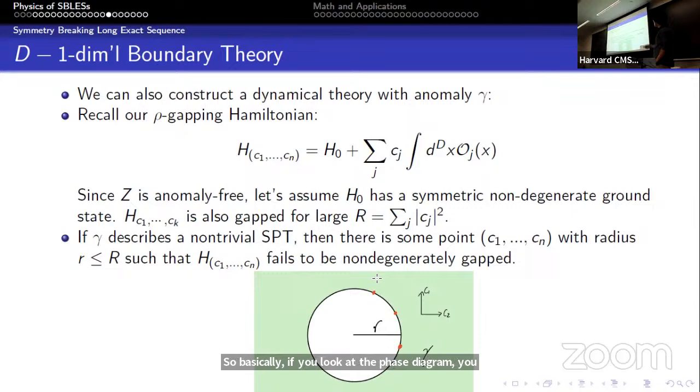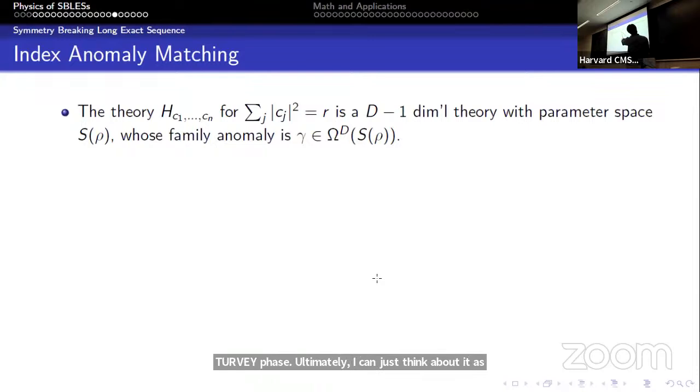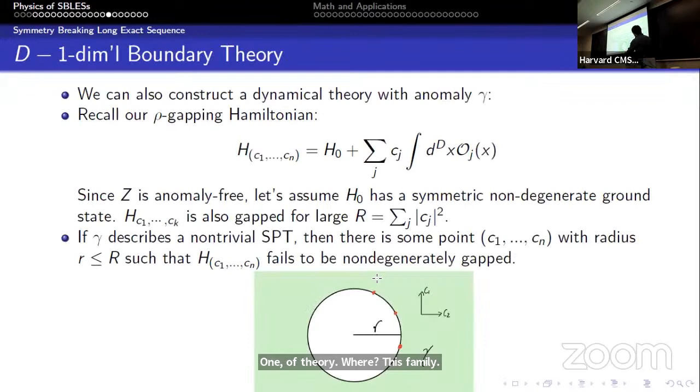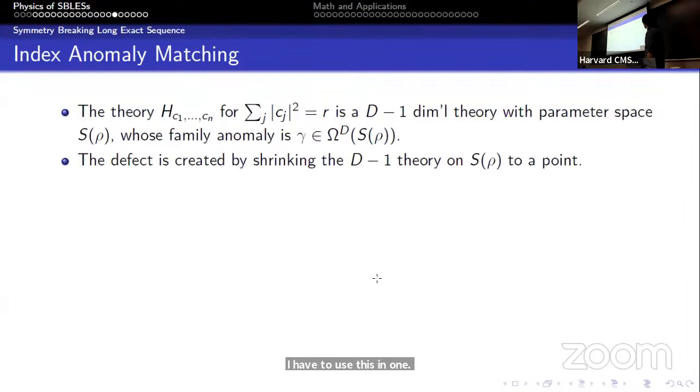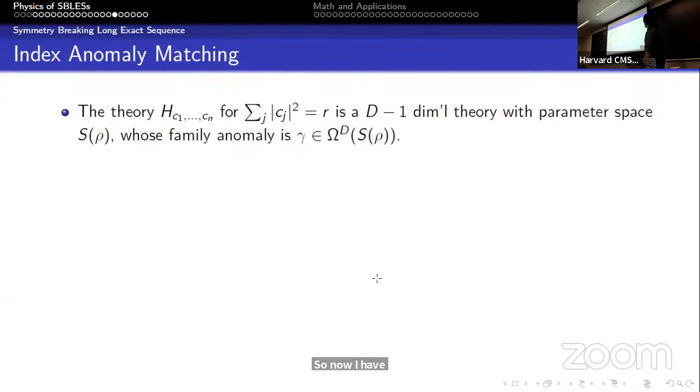So now what we can say is that this boundary theory at radius R is an SPT family theory. But I can think about the interface between this SPT and the trivial phase. Alternatively, I can just think about it as a d-1 dimensional theory with this family anomaly. It's d-1 dimensional because to set this up, I have to use basically one dimensional systems. So now I have this analytical theory, how to recover the defect. And the defect is just built by kind of shrinking.